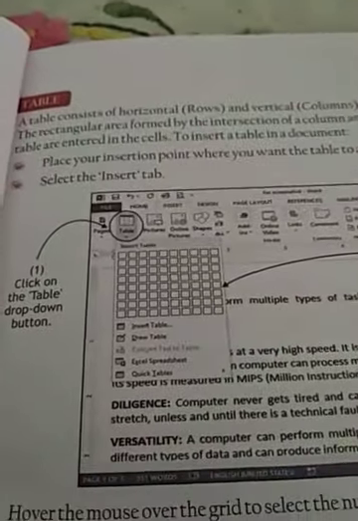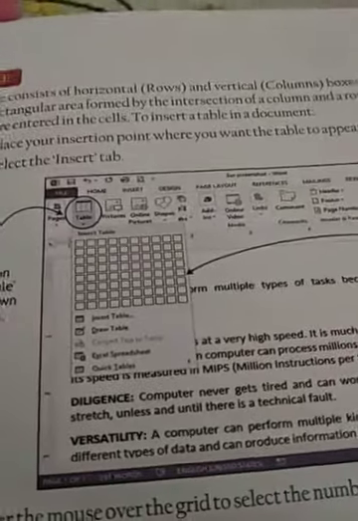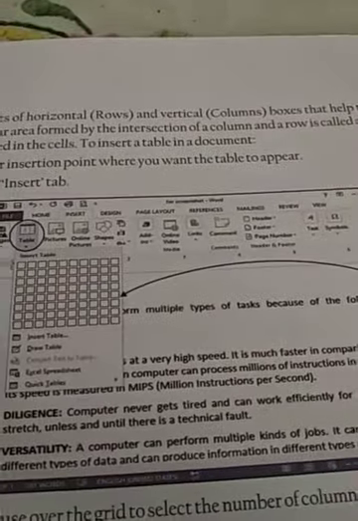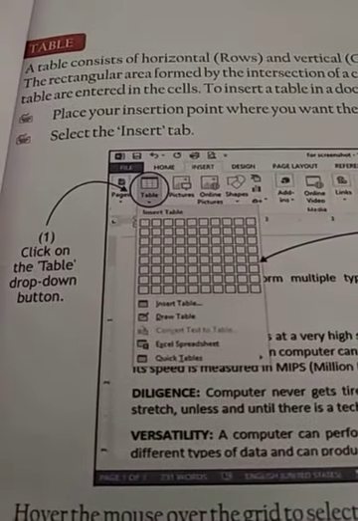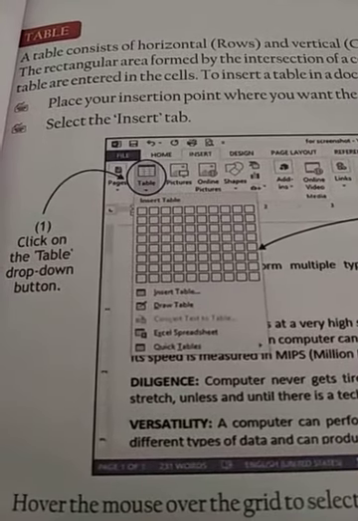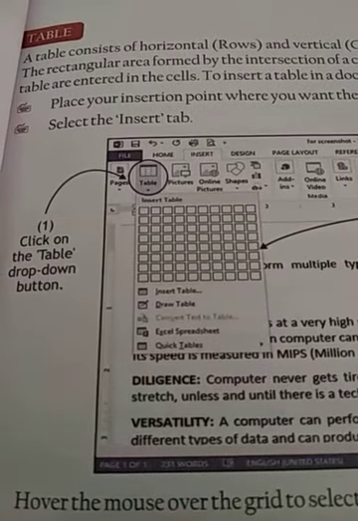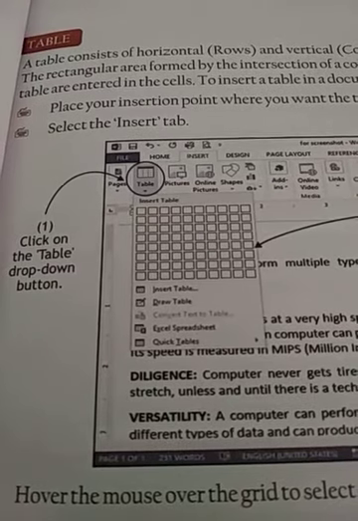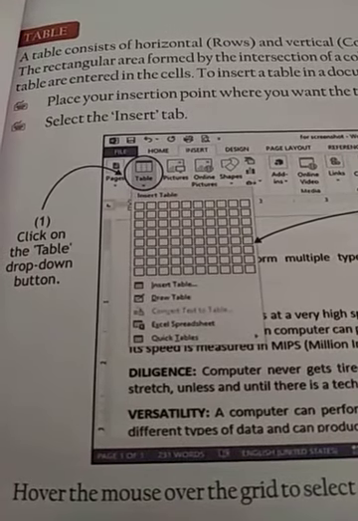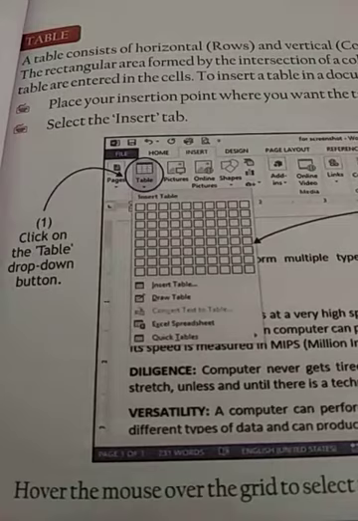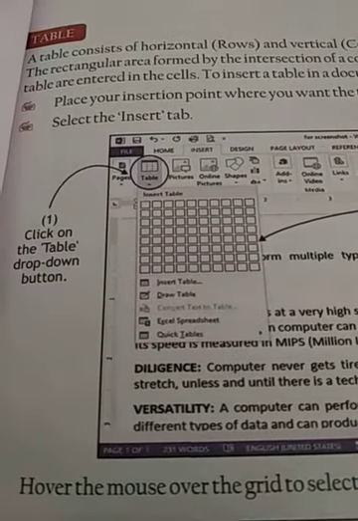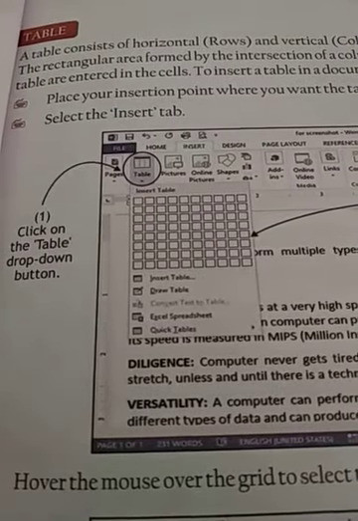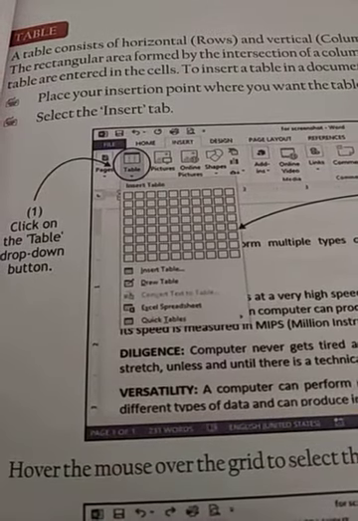First of all, you have to place your insertion point where you want the table to appear. Now what is this? First understand. Insertion point means, suppose I want my table on the third page or fourth page of my document. I will take my cursor there and click in the place where I want my table.